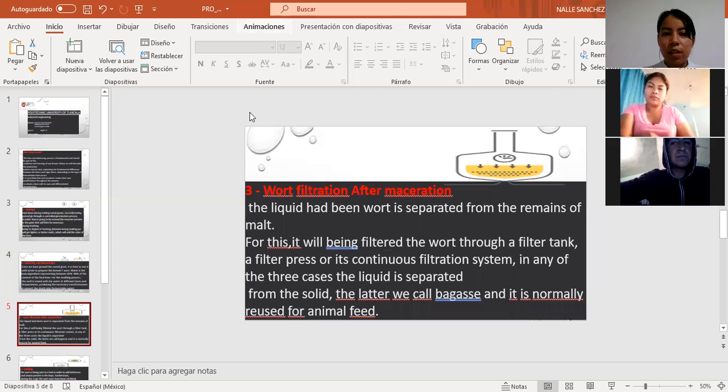Point number 3. Wort filtration after maceration. The liquid, which is called wort, is separated from the remains of malt. For this, the wort will be filtered through a filter tank, a filter press, or a continuous filtration system. In any of the three cases, the liquid is separated from the solid. The latter we call spent grain, and it is normally used for animal feed.